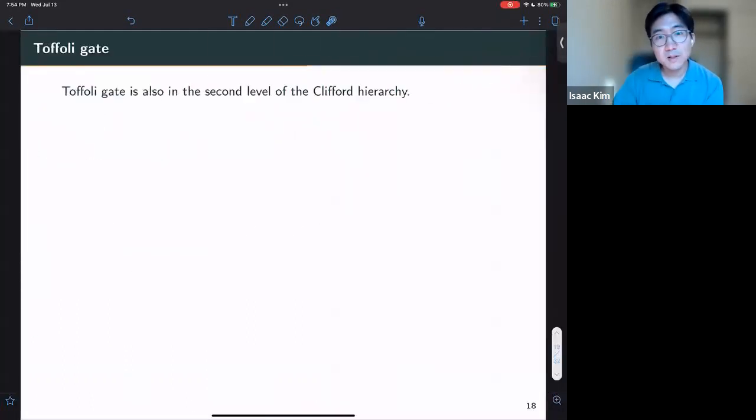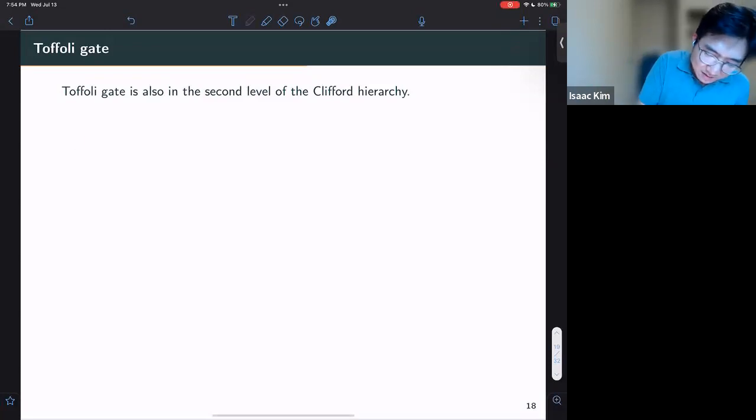Just to make sure that we're all on the same page, what did we discuss so far? We had these three hierarchies. We start with Paulis, and then we went on to Clifford. And then in the next level, we talked about T gates. There is a viable alternative to T gates, which is known as Toffoli gates. This is another gate that lives in the second level of the Clifford hierarchy.